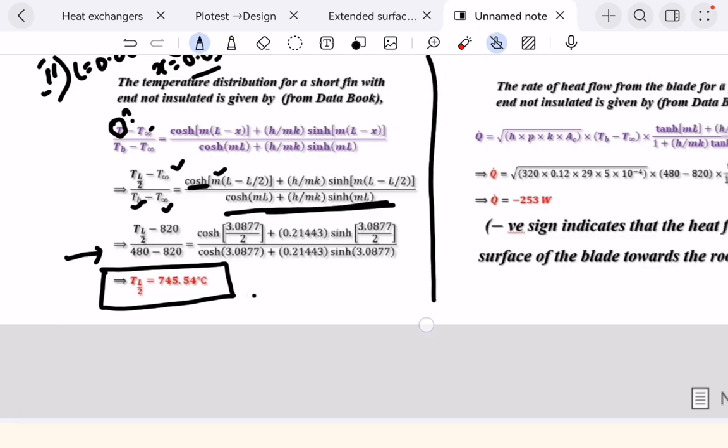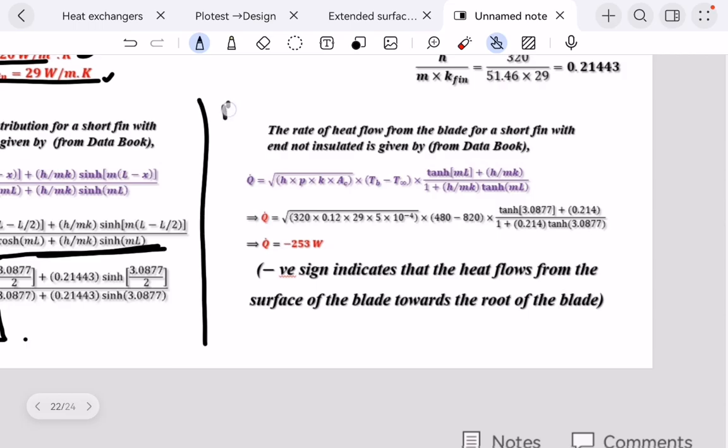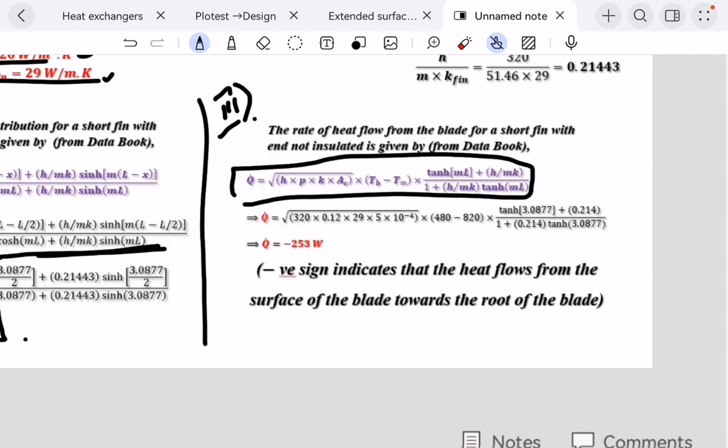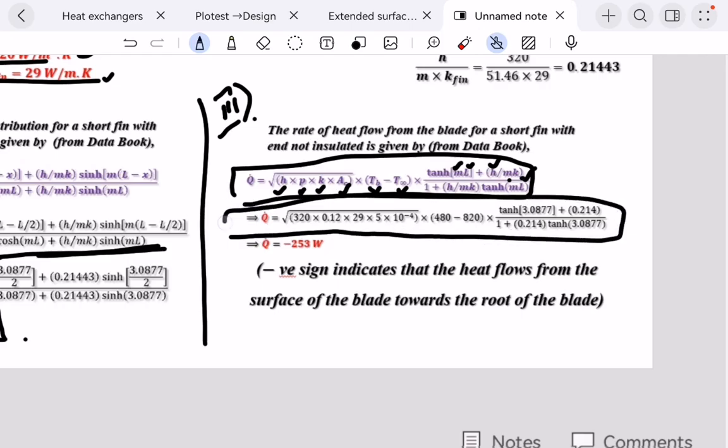Now coming to the rate of heat transfer, that's the third step. So rate of heat transfer again is given by this formula. For this particular case, it's a short fin with end which is not insulated. Again, I know H, I know P, I know K, I know area, I know base temperature, infinite temperature, I know M, L, that's the total length we are going to take. So all the factors are given to me, all the parameters are given to me. Again, if I plug in all the numbers, I'm going to get Q as minus 253 watts.